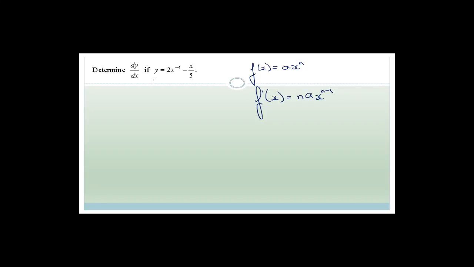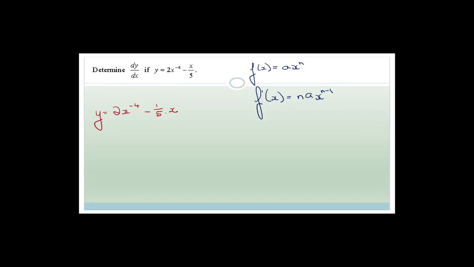So that's the rule, and we're going to apply it to this problem, which says determine dy by dx if y is equal to 2x to the negative 4 minus x over 5. Okay, so the first thing I'm going to do is change the color of my pen. I'm going to write y is equal to 2x to the negative 4 minus, and to make this easier for myself, 1/5 times x, just to make it a little bit easier.